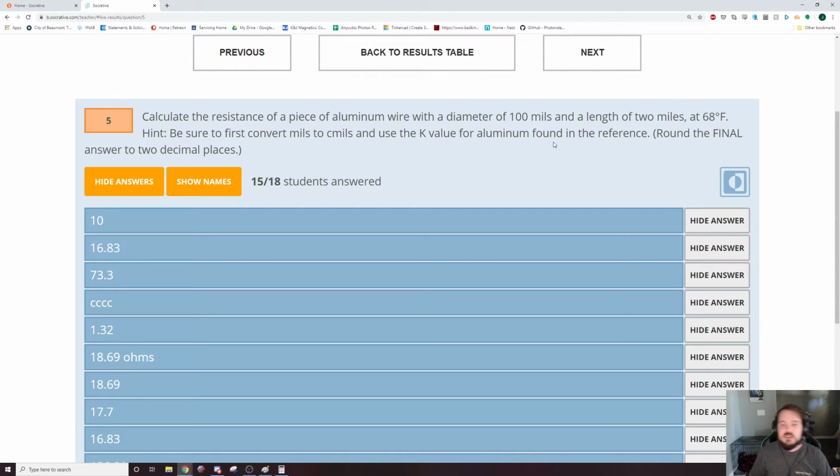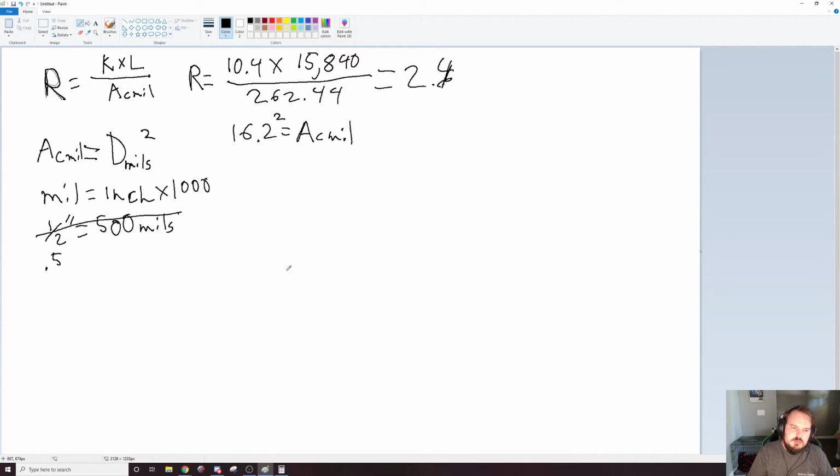Calculate the resistance of a piece of aluminum wire with a diameter of 100 mils and a length of 2 miles. So, and I just remember this from yesterday, whenever I did this. Aluminum has a K value of 17.7. That is on page 74. So the very next page from what I just told you to look at has the K values for all the different wires.